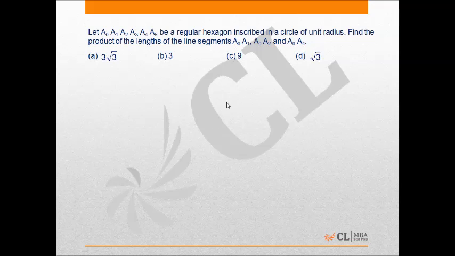So let's draw a circle first and then draw a regular hexagon. So the figure would look like this, and we have to find the product of the lengths of line segments A0A1, A0A2, A0A4.